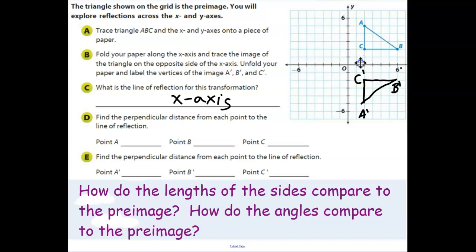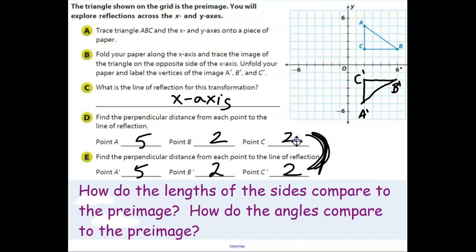How far is it from the line of reflection? Point A is 1, 2, 3, 4, 5 spots away. Point B is 2 spots away, and point C is 2 spots away. Let's look at A prime. How far is A prime from our line of reflection? It is 5 spots away. B prime is 2 spots away, and C prime is also 2 spots away. What do we notice? It's the same. The moral of the story is that each point is the same number of units away from the line of reflection each time.